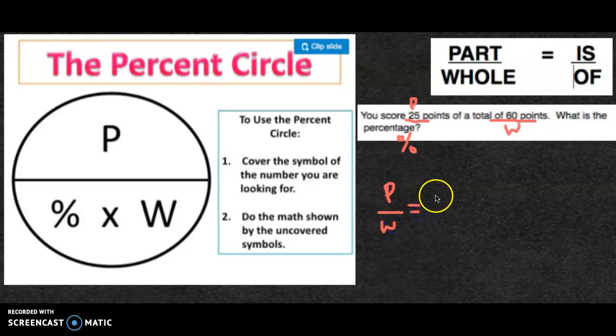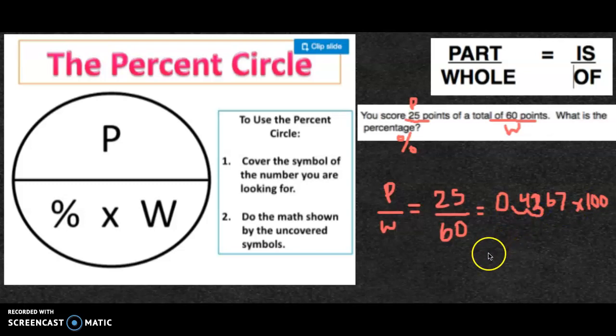So my part is 25, my whole is 60, and when I divide those, I end up with a decimal number, 0.4267. Remember, when you have an answer in a decimal form, to change that to percentage, you multiply by 100. Essentially, that is the same as moving your decimal point over 2 spaces. 1, 2. So this is the same as 42.67%.